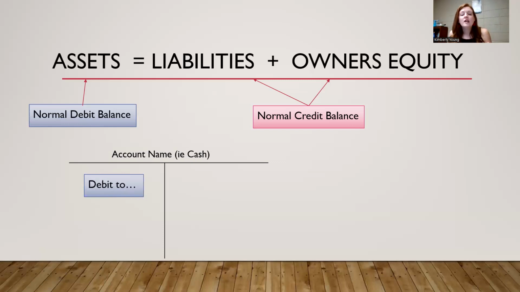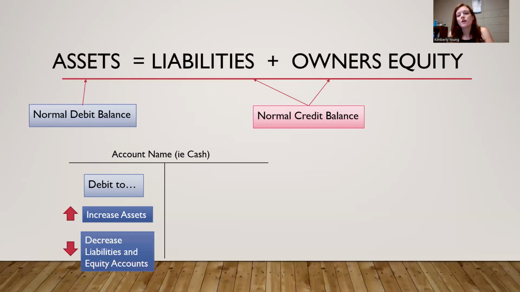So if you have something on the left side of the T account, that is going to be a debit. And a debit would increase anything with a normal debit balance, which would be assets.